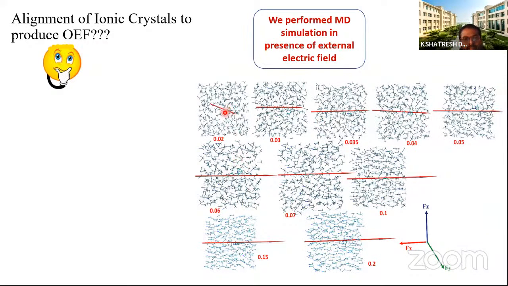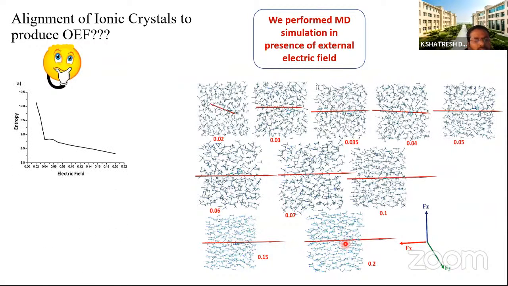We can see that when the electric field was very small, the ionic liquids were almost unorganized. Whenever I increased the electric field, at some field, like 0.1 volt per angstrom, we can very clearly see a clear alignment of these ionic liquids.